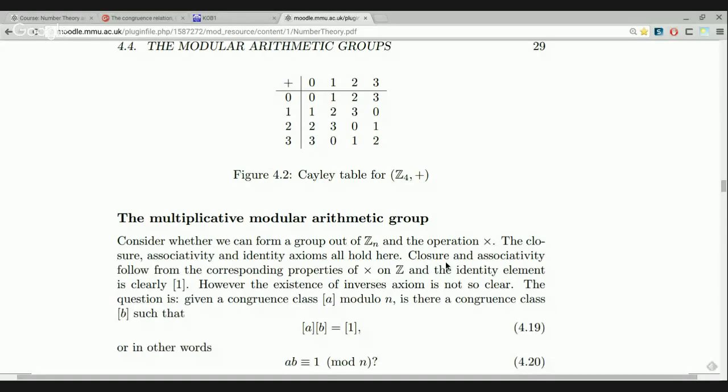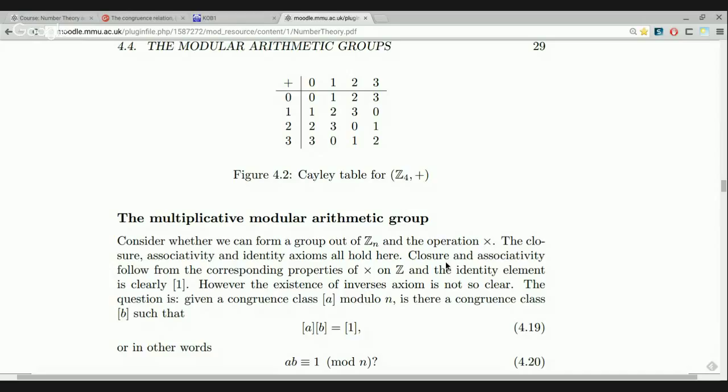So we'll look at some of these additions. 2 plus 1 is 3, fair enough. 2 plus 2 is 4, and that's 0 because the congruence class of 2 plus the congruence class of 2 is the congruence class of 4. But 4 is in the congruence class of 0. 0 is the representative of the congruence class of 4 when you're talking modulo 4.